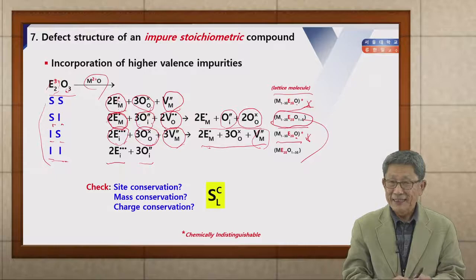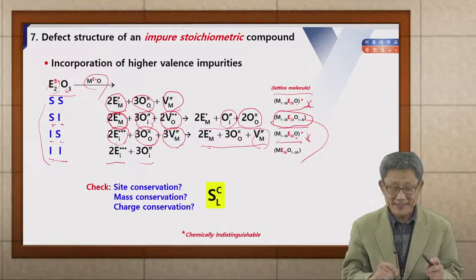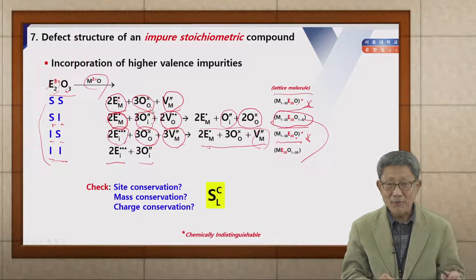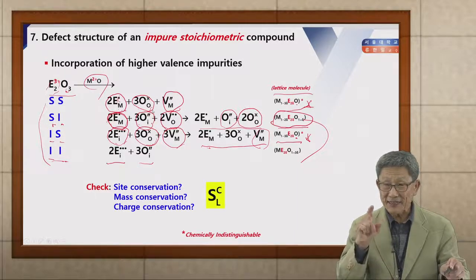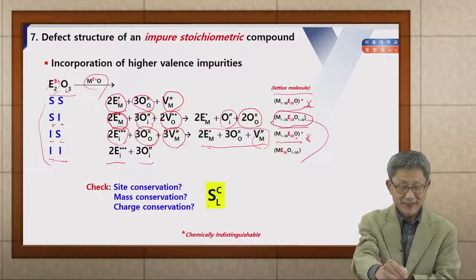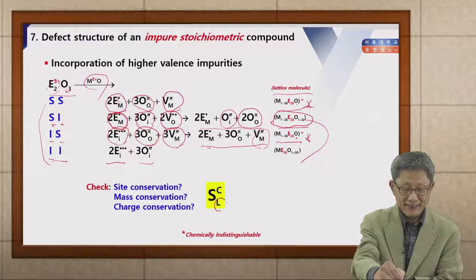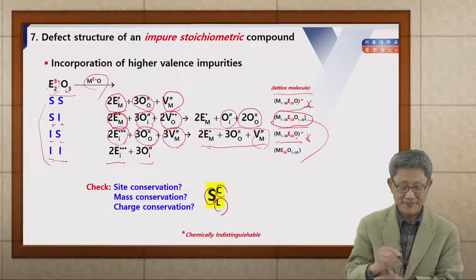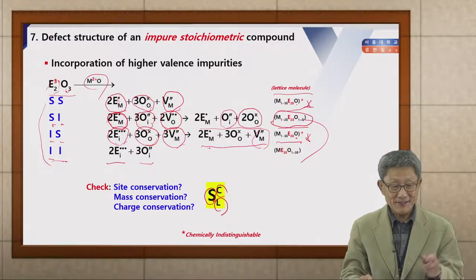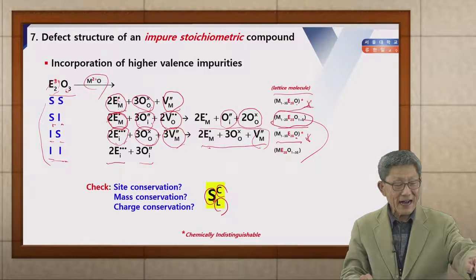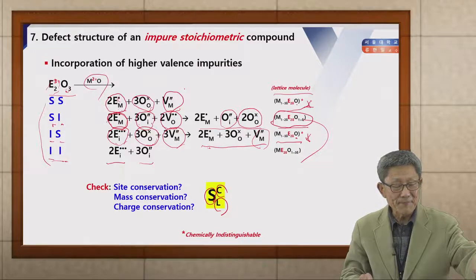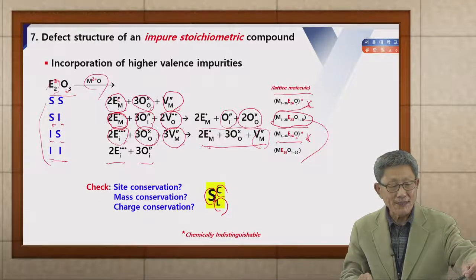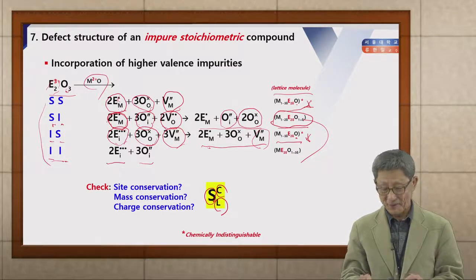Okay? Now, again, let me emphasize here. Any incorporation reaction should satisfy the following 3 conditions. Namely, site conservation constraint, mass conservation, and charge conservation. Okay, don't forget. So this is actually how the higher valency impurities go into our host lattice MO.